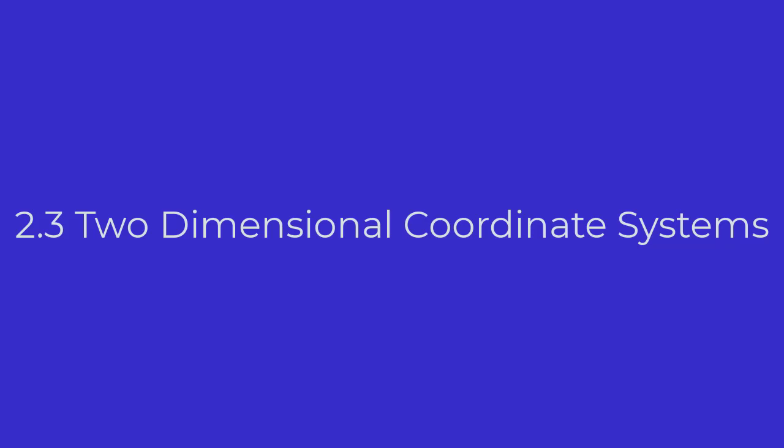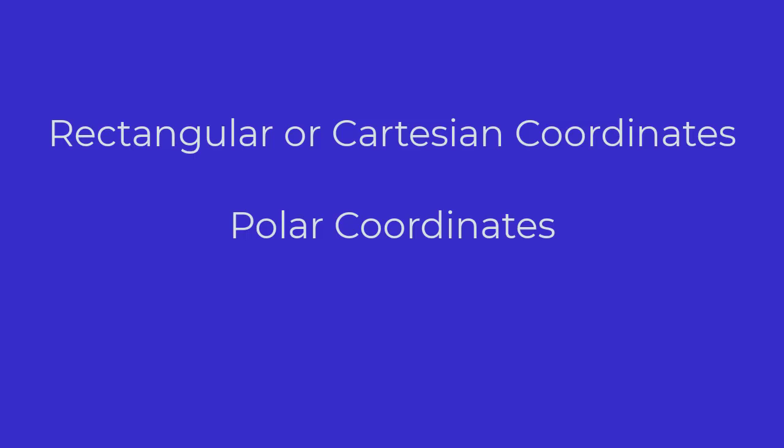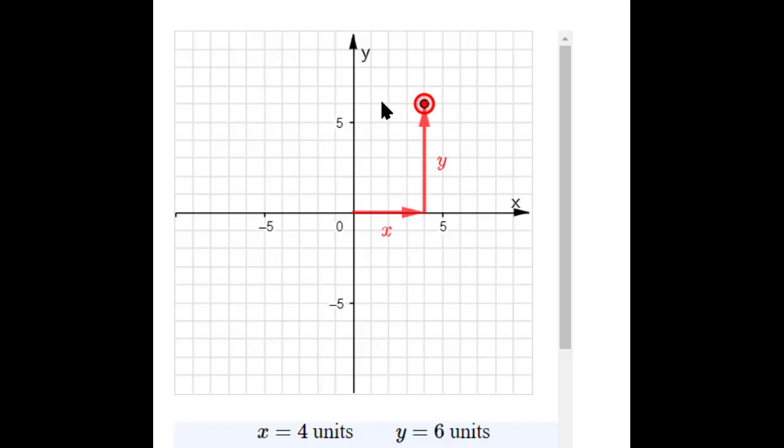A coordinate system gives us a frame of reference to describe a system we would like to analyze. The two basic systems we will use here are the rectangular or Cartesian coordinate system and the polar coordinate system. In a Cartesian coordinate system, a location can be determined by its x and y coordinates.